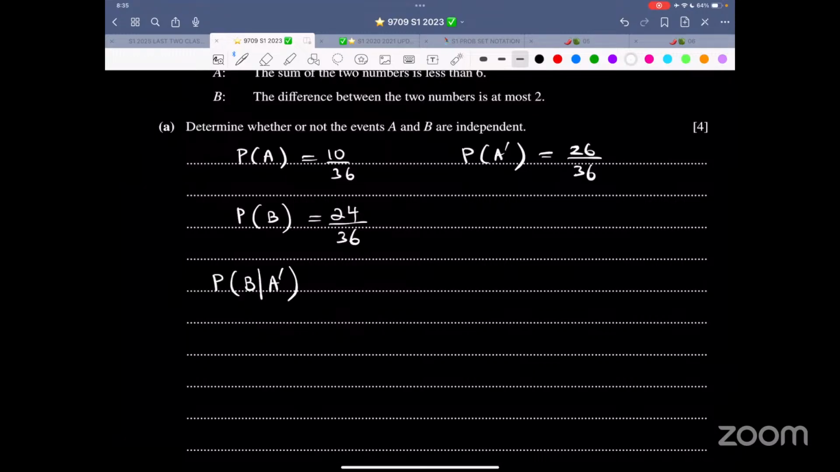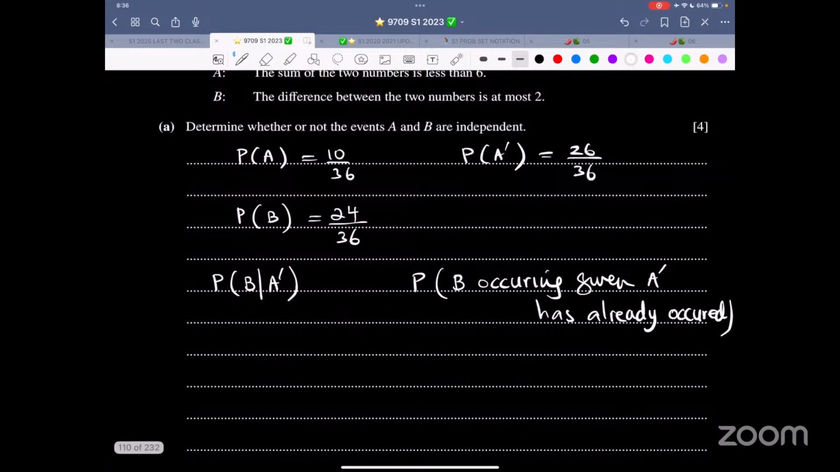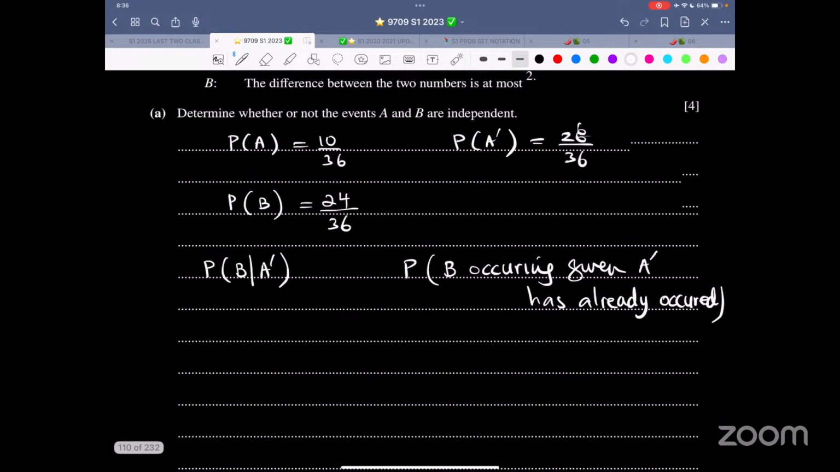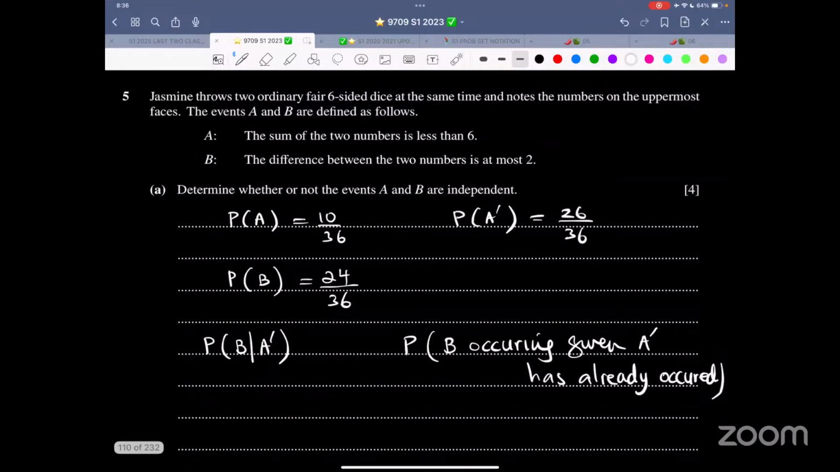What does it mean? This is the probability of B occurring given A prime has already occurred. Given A prime has already occurred. Now, this is the English translation of these wordings. First of all, what is A? Let me get this ready. What is A? The sum of the two numbers is less than 6.